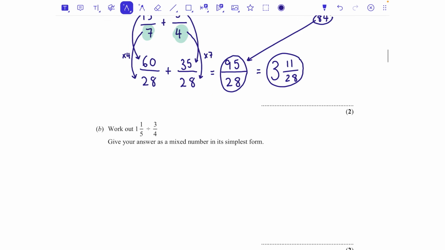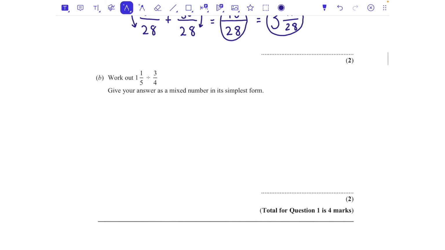Part B, work out 1 1/5 divided by 3 quarters. Now again, if you see any mixed numbers, we're going to make them top heavy.